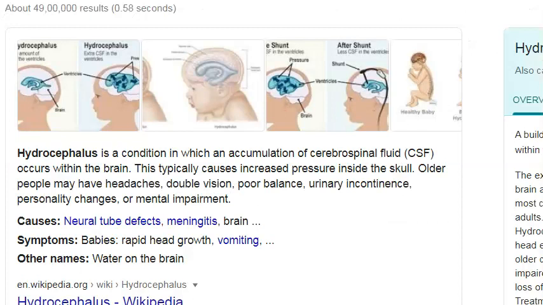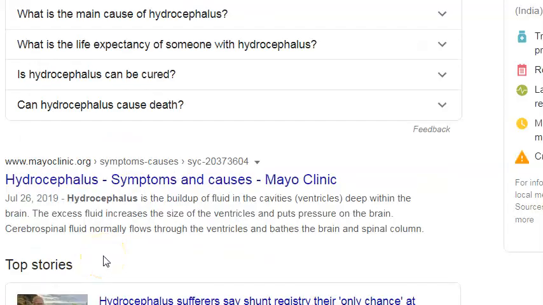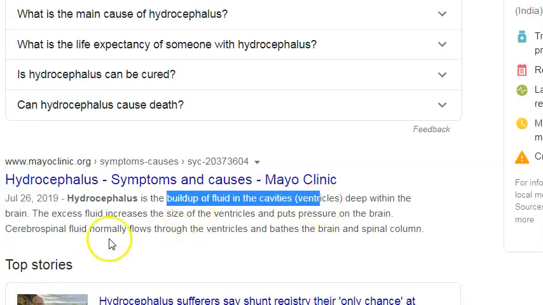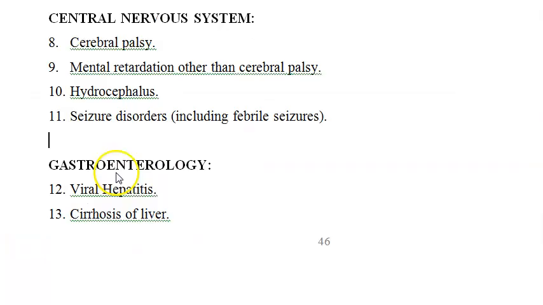So it is actually accumulation of cerebrospinal fluid within the brain. This is CSF accumulation. Or they are just saying it is build-up of fluid, okay, in the ventricles, in the cavities, deep within the brain. Now let's look at gastroenterology, viral hepatitis.